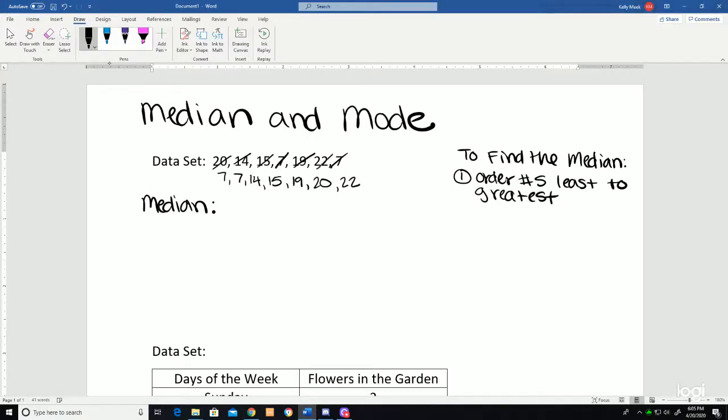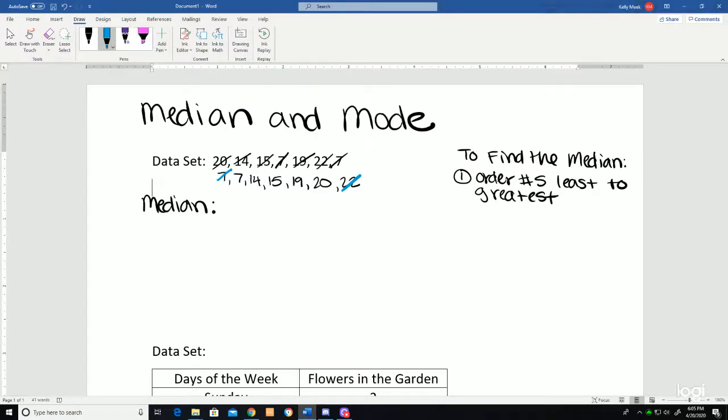So I've ordered all of my numbers from least to greatest. I cross out these data numbers as I go to make sure that I included all of the original numbers in my new ordered list. To find the median, I'm going to start on one side and cross out a number on each side of this list until I'm left with one standing in the middle. So 7 goes, the least goes, and the greatest goes at the same time.